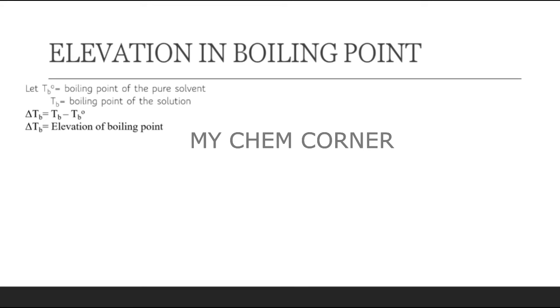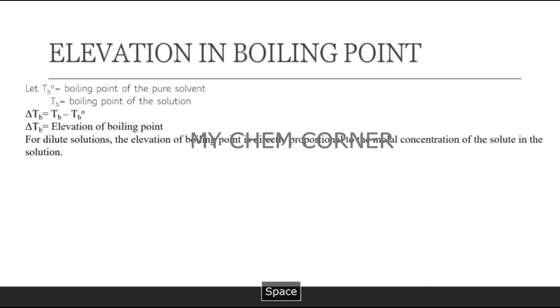Now what is delta TB? Delta TB is the difference in the boiling point, but there's a term for it, which is called the elevation of boiling point. Now for dilute solutions, which means you dilute the solutions a lot, the elevation of boiling point is directly proportional to the molar concentration of the solute in the solution. As you keep diluting your solution, what happens to the solute? The concentration of the solute is going to decrease more, right? You're making them more and more dilute. So here the elevation in boiling point is directly proportional to the molar concentration of the solute in the solution.